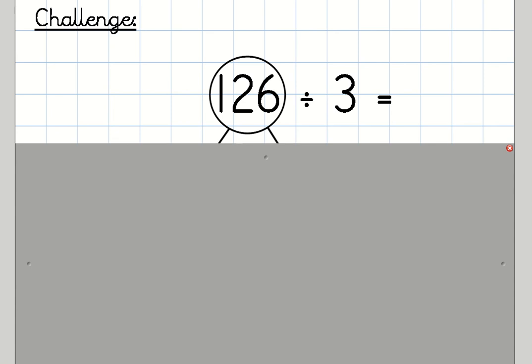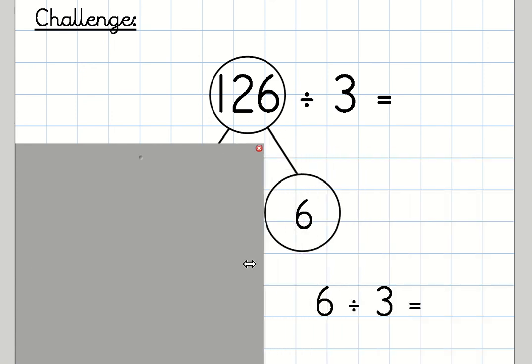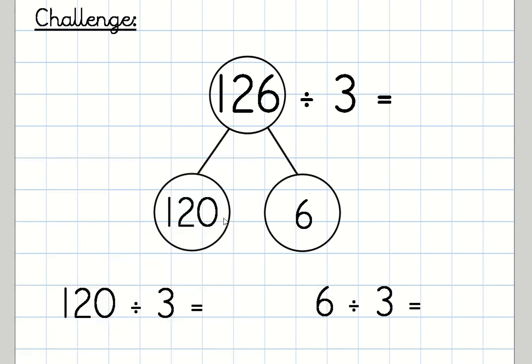So what you'll see now is I've written the number 126 divided by 3. I don't want to partition it into 100s, 10s and 1s because I can't divide 20 by 3 equally. But when I look at this number, I know that I can partition 6, and I know I can divide 6 by 3, which leaves us with 120. Now hopefully you can think, I know that 12 is in the 3 times tables, so 120 must be in the 3 times tables too.